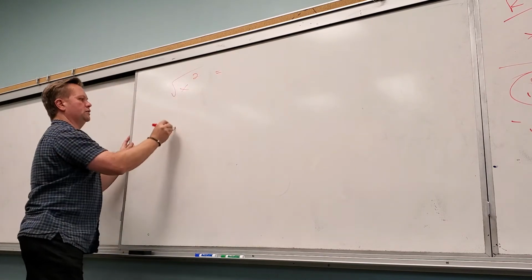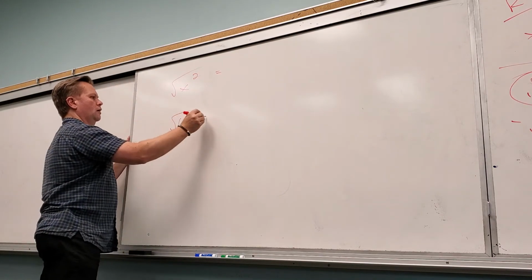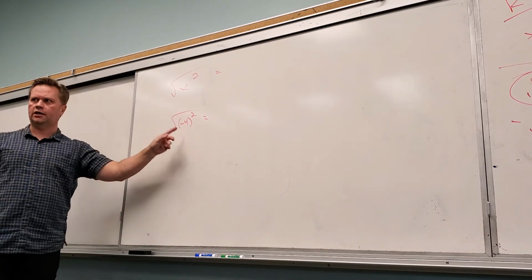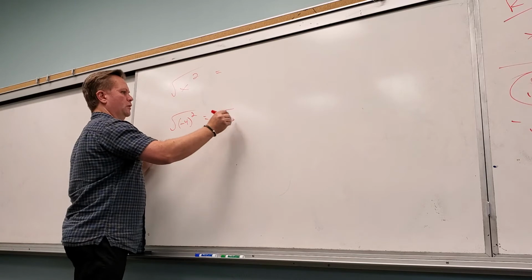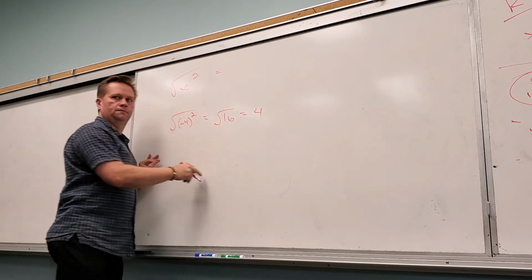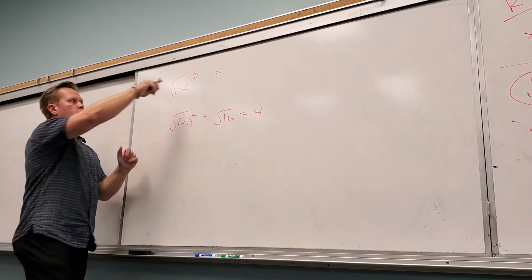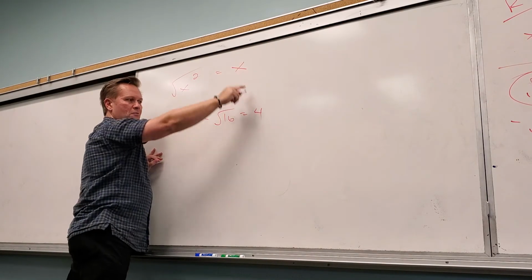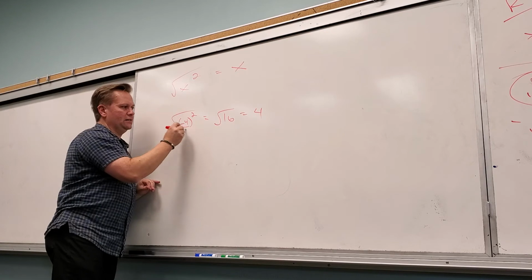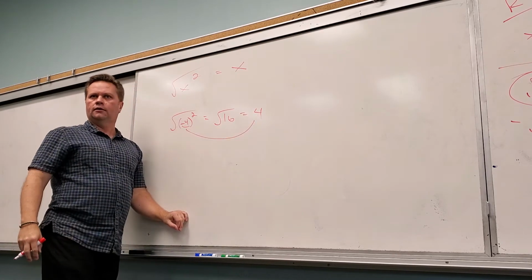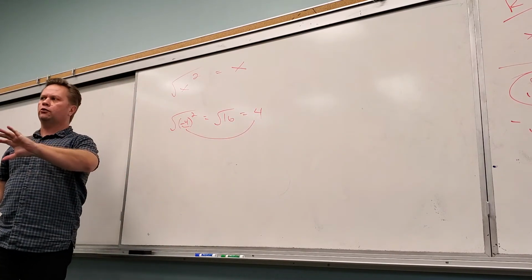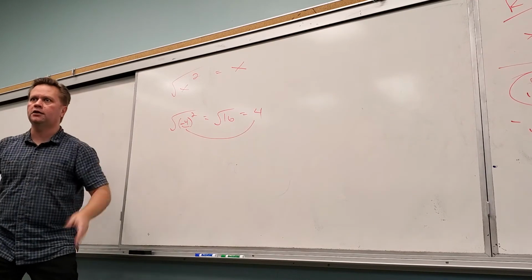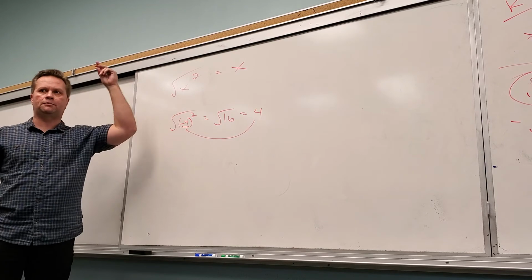So if X was negative 4, keep going with this. How do I complete this? 16. What's negative 4 squared? And what's the square root of 16? 4. So the square root of x squared cannot be x because I don't get negative 4 over there. In fact, we know the answer to a square root has to always be positive by definition. We said the square root symbol wants the positive roots.